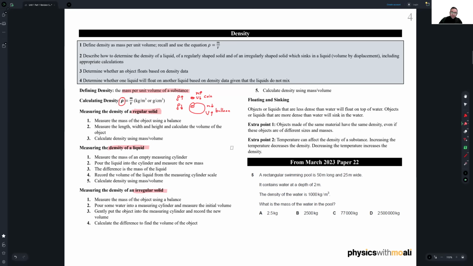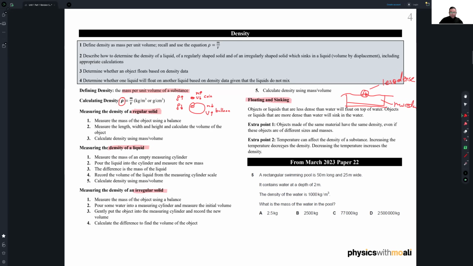Next up, please note that density affects floating and sinking. It doesn't just matter if it's an object floating in water or sinking in water. Keep that in mind, okay? It could be liquids on top of each other, not just solids in liquids. If you have a liquid and an object that's floating in it, that's because the object is less dense than the liquid, or the liquid is more dense. If you have an object that sinks in a liquid, the object is more dense, okay?